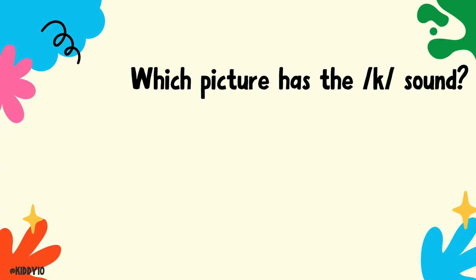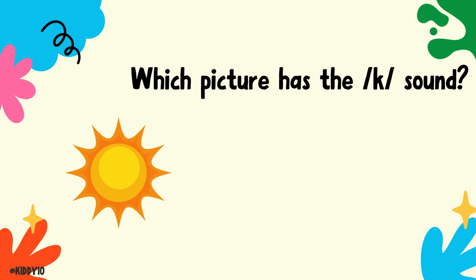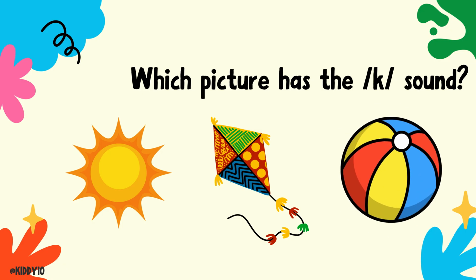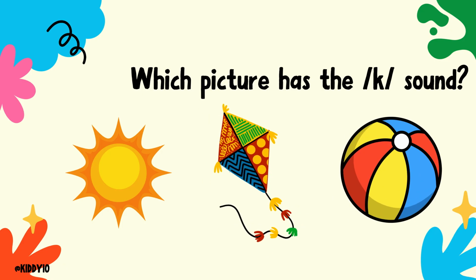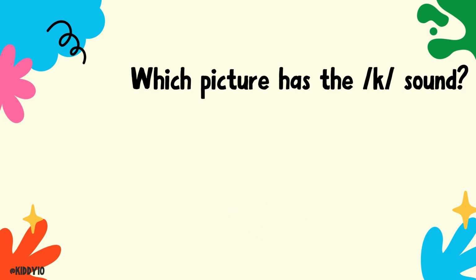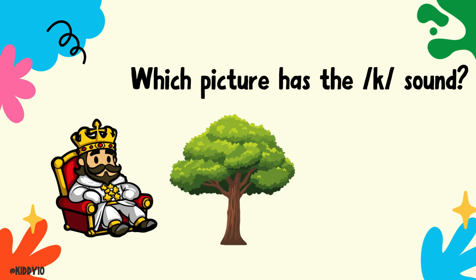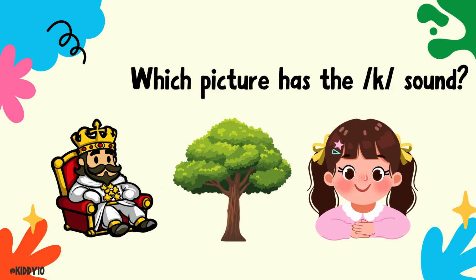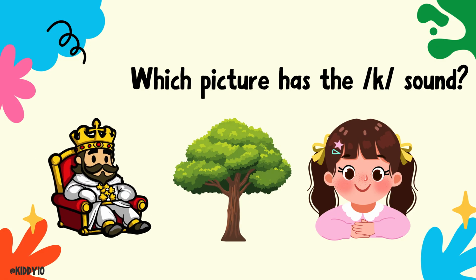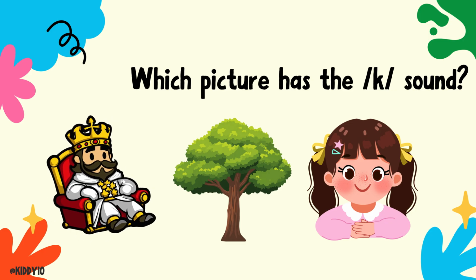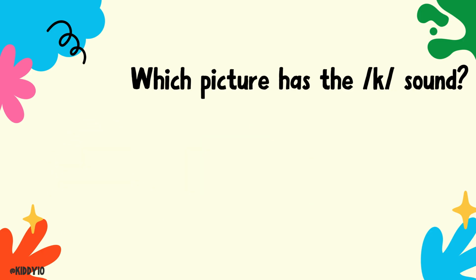Let's go! Which picture has the K sound? Sun, kite, ball. You're right! Kite. Which picture has the K sound? King, tree, girl. King. Great work.